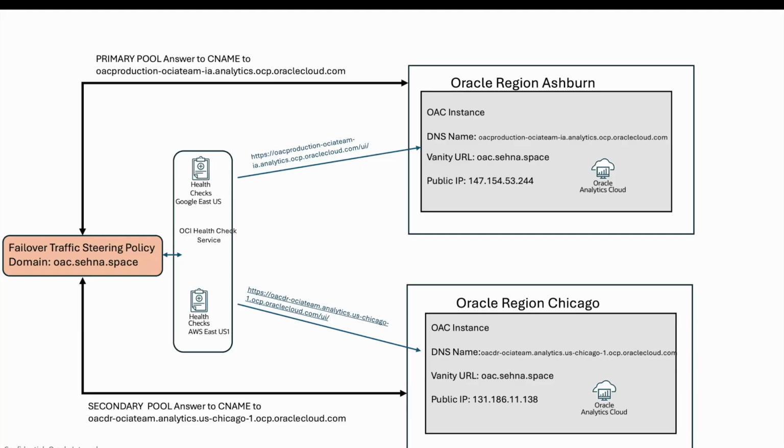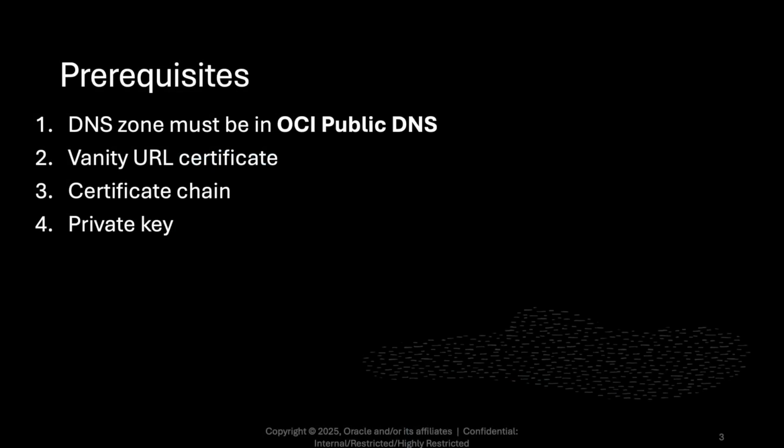Our setup will include two OAC instances, a primary instance in Ashburn region, a DR instance in Chicago. Both will use the same vanity URL, and OCI DNS traffic steering will automatically route users to the healthy instance. This setup will result in an automated DR that detects failure and redirects traffic to our backup region with zero manual intervention. Before we start the demo, make sure you have the following ready.